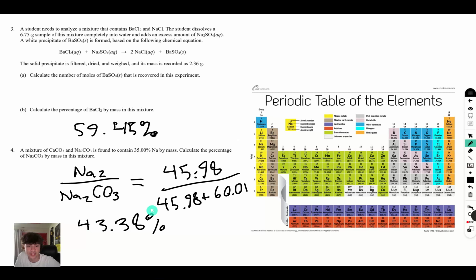So if this is the percent of just Na, that means that 100% would be all of it. So what you want to do is divide 100 by 43.38 and then multiply that by the initial percentage, which is 35, and that should give you the percent of Na2CO3. Let's do that. We can just simplify it to 3,500 divided by 43.38. That gives you a value of 80.68%.